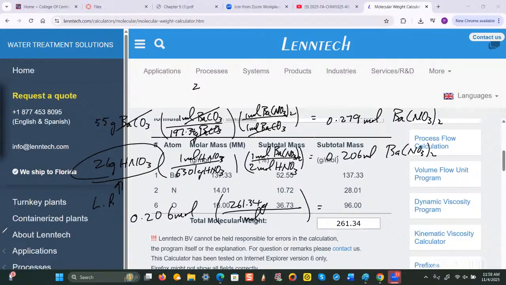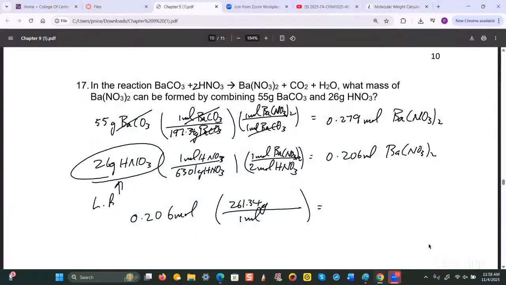And let's see, so 0.206 times 261.34. According to my calculations, this works out to be equal to 74.4 grams. The mole will cancel here and here. And that's it. That's the answer for number 17. Any questions about this one? All right, let me see what's next. Let me clear this first.